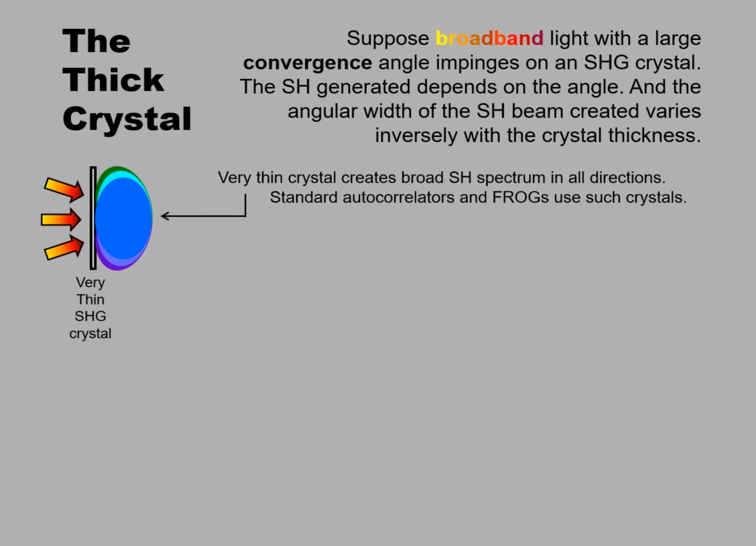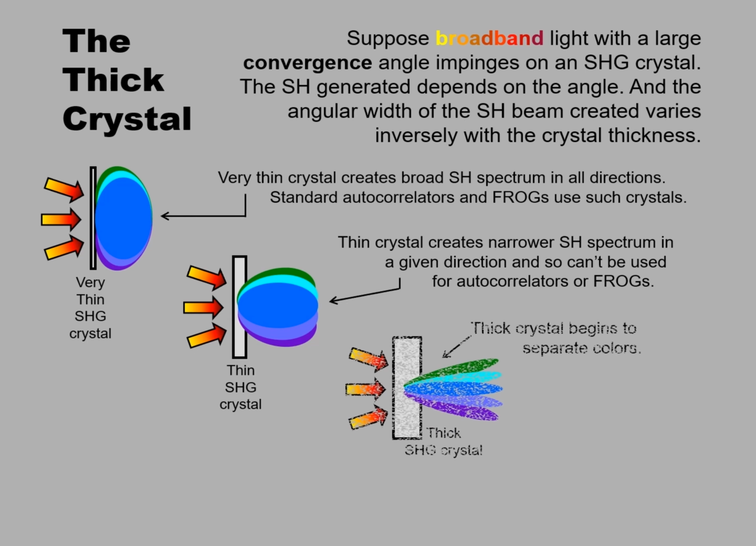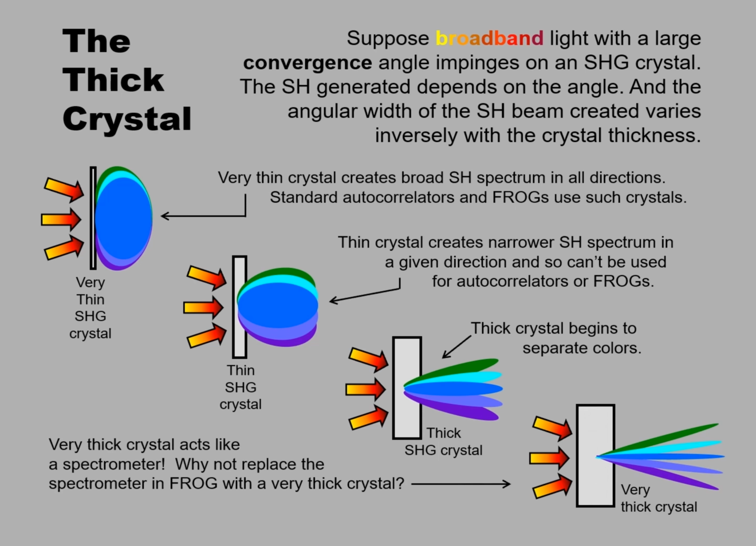Notice that the usual thin crystal yields very broad polar plots, indicative of its large phase-matching acceptance angle and bandwidth. The thin crystal is ideal for conventional autocorrelators, FROGs, and most other purposes. Now, if the crystal thickness increases, each second harmonic wavelength's angular width decreases. There's no longer enough phase-matching bandwidth for most applications. And for an even thicker crystal, the curves narrow further. And an even thicker crystal yields even thinner curves.